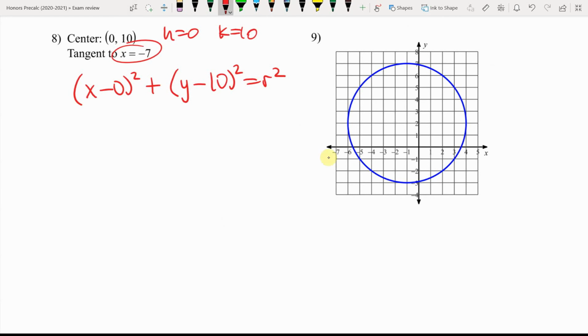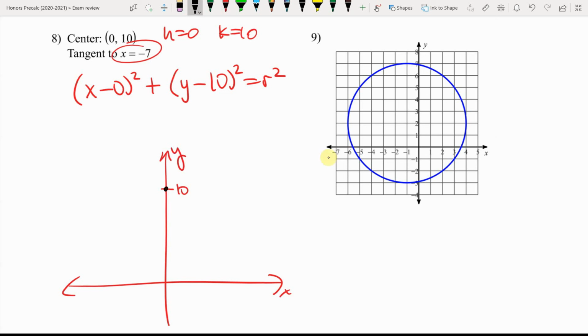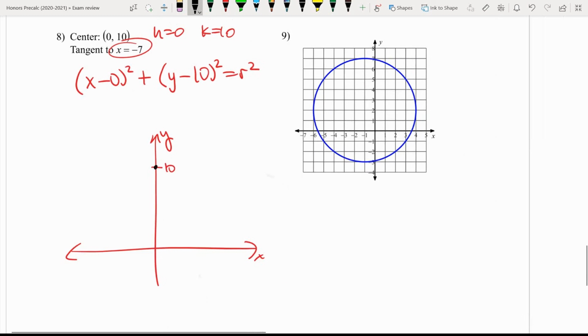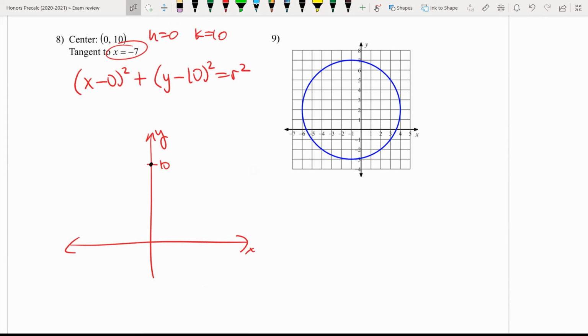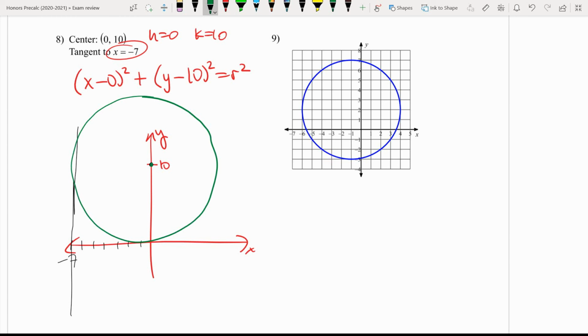Center at 0, 10. So if I'm drawing this here, somewhere up here, 0, 10 right here is the center of our circle. And it's tangent to x equals negative 7. Well, where's that at? 1, 2, 3, 4, 5, 6, 7. There's negative 7. And it's saying this line right here, the circle, is tangent to it. So if this is the center of our circle right here, it means this circle needs to go out and touch it like that. It has to be that distance away.